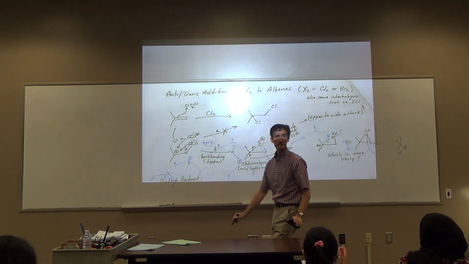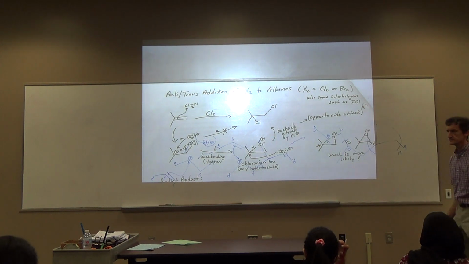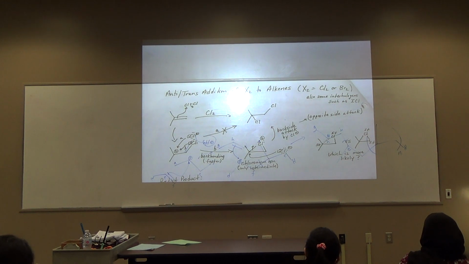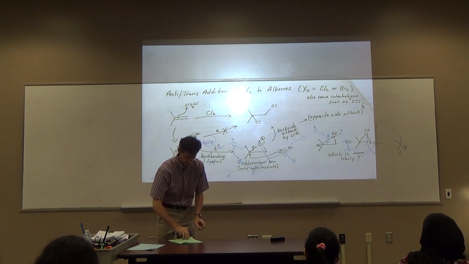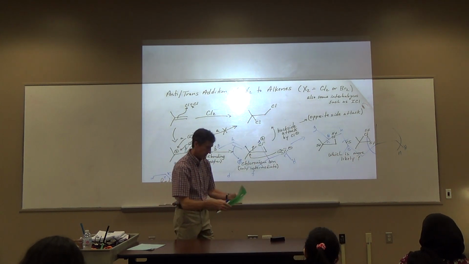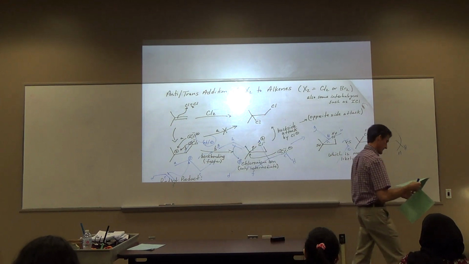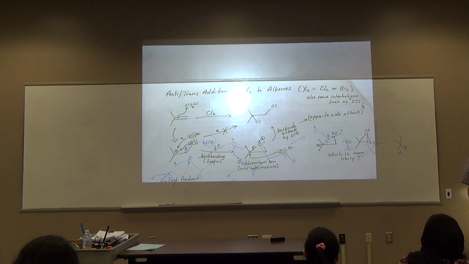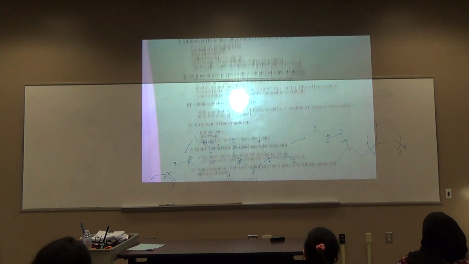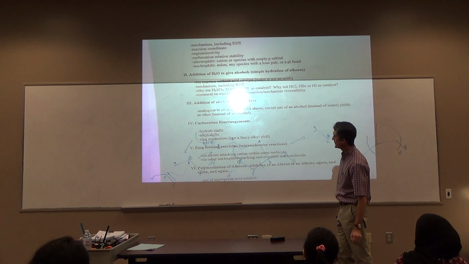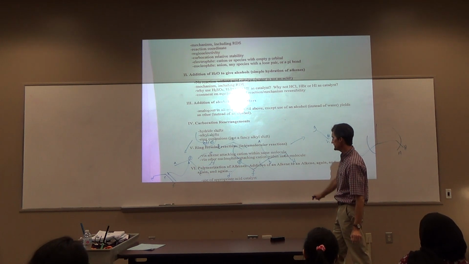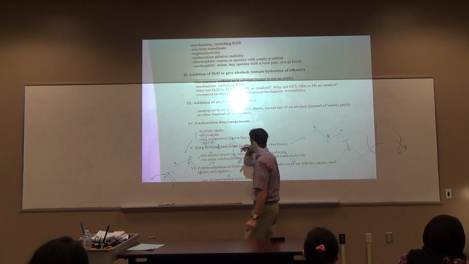Polymer chemistry, huge field. Okay. Next reaction, addition of H2 to alkenes. We have an outline. Where are we at on the outline? Carbocation rearrangement, polymerization. By the way, ring forming reactions.